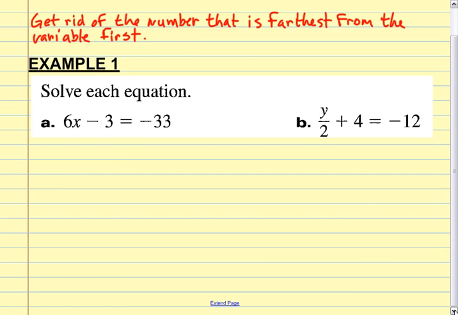A 3, okay? Now, let me ask you this, Sam. Of those two numbers, the 6 and the 3, which one is farthest from the variable? And I'm going to put farthest in quotations, okay? I mean, it really does sort of mean space, right? The 3 is farthest away. Now, what's happening with the 3 and the X? It's getting subtracted, right? So how do I undo that subtraction, Christina? Addition. I want to add. So the first thing I'm going to do is add 3 to both sides.